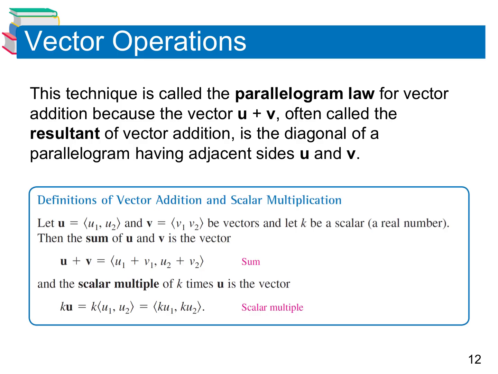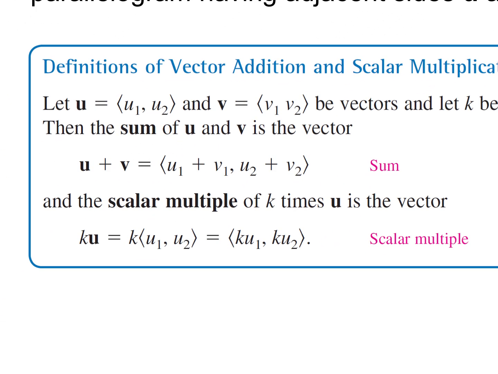When you're adding two vectors together, you can add the first number plus the first number and the second number plus the second number. And that gives you a new vector. When you're multiplying by a scalar, that scalar just gets distributed to both numbers inside your vector.